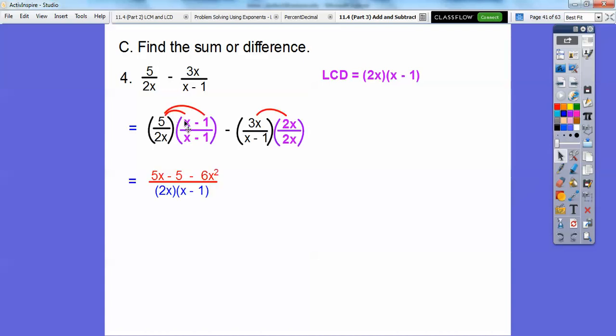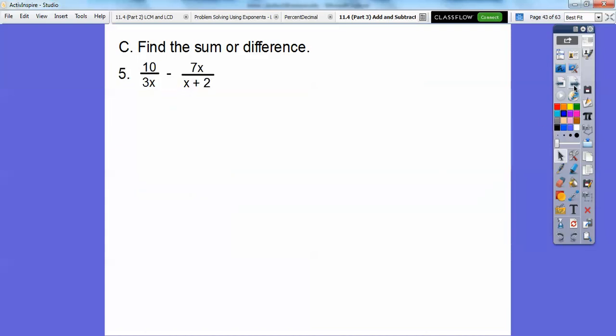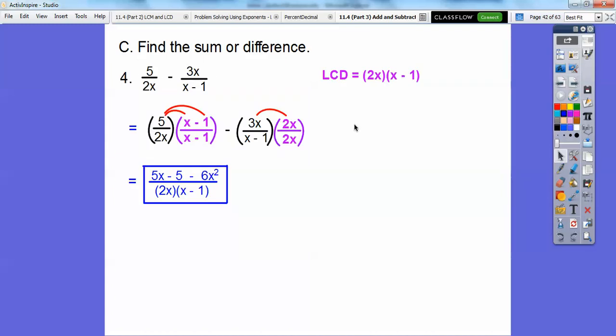So 5 times x is 5x. There's the 5x. 5 times negative 1 is negative 5. And then 3x times 2x is 6x squared, and it's a minus right there. So that's your answer right there. Now your textbook would probably rearrange the top, you guys, and make it negative 6x squared plus 5x minus 5, okay, over that denominator right there. All right, and then my old textbook was good about making this numerator factor out to something in the denominator, and it cleans it up nicely. But this book hasn't been very good about that, I've noticed.